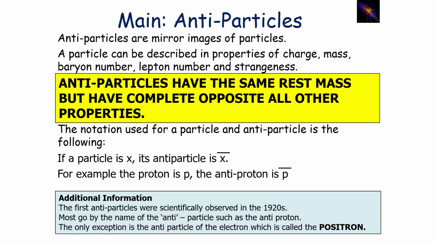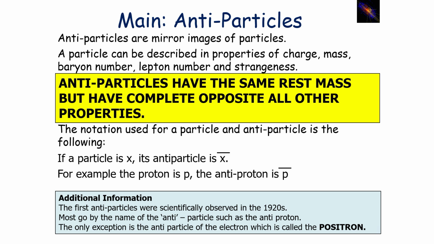Now, antiparticles are like mirror images of particles. A particle can be described in terms of its charge, its mass, its baryon number, its lepton number, and its strangeness. Antiparticles have the same rest mass but completely opposite all other properties. The notation for a particle and its antiparticle uses the hat symbol. So if the particle is x, the antiparticle is x hat.